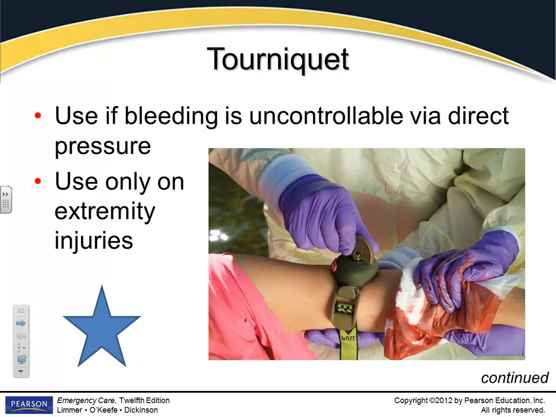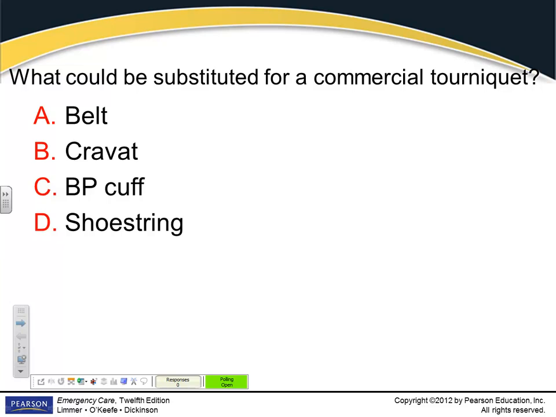Tourniquet, if you can't control the bleeding with direct pressure and elevation, then you'll put on a tourniquet. Use only on extremities. Don't put it on the neck. It's never a good idea. Alright, got a little star here, that's a good sign. What can be substituted for a commercial tourniquet? Let's see if you read the book.